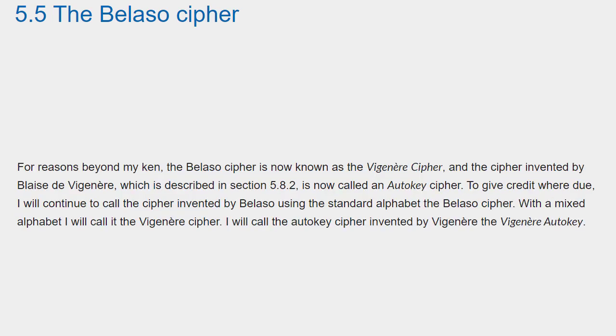For reasons beyond my ken, the Belasso cipher is now known as the Vigenère cipher, and the cipher invented by Blaise de Vigenère, which is described in section 5.8.2, is now called an autokey cipher. To give credit where due, I will continue to call the cipher invented by Belasso using the standard alphabet the Belasso cipher. With a mixed alphabet, I will call it the Vigenère cipher. I will call the autokey cipher invented by Vigenère the Vigenère autokey.